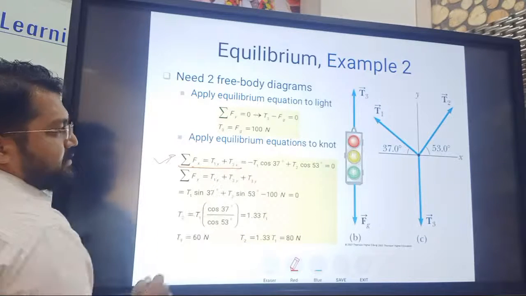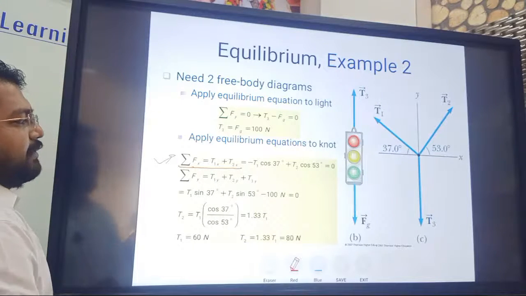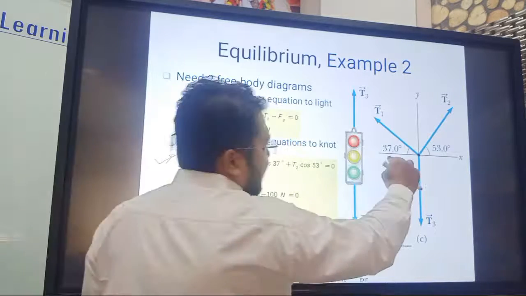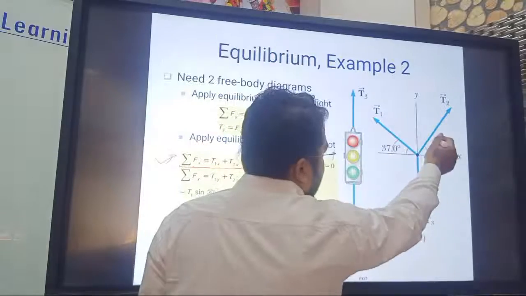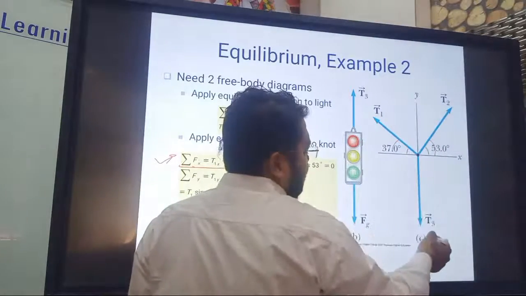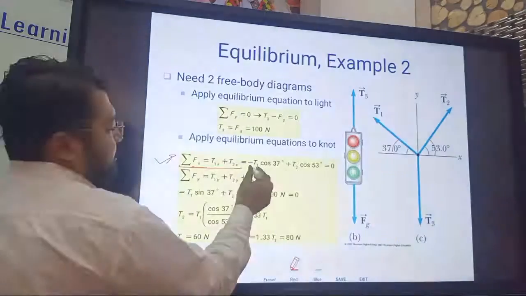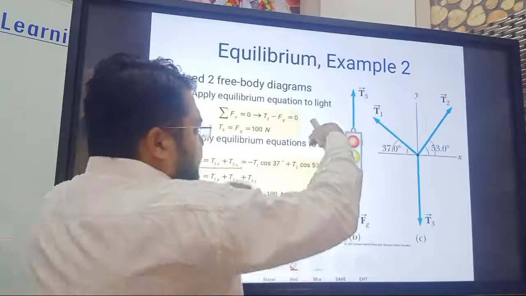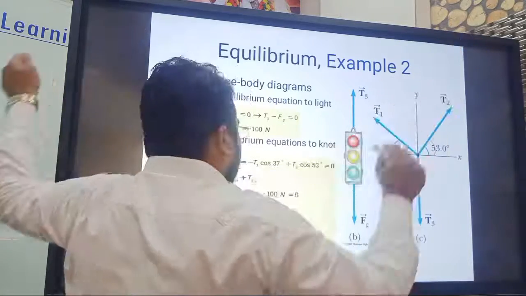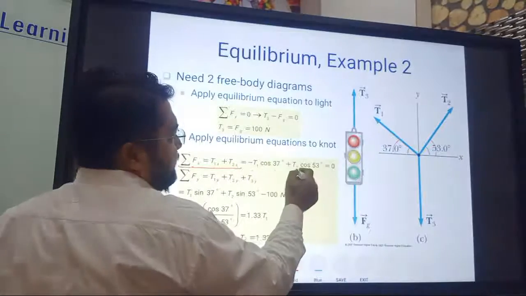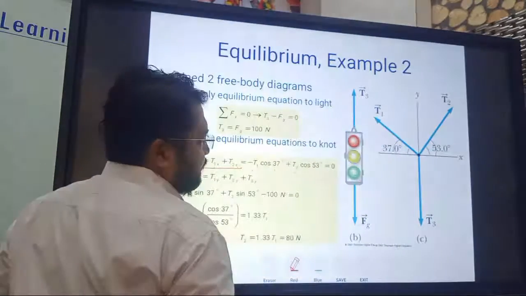Summation of Fx. For x, check what forces are there. Only 2 forces are there with respect to x. This one is vertical, so it will not come in x. So what we have written is T1x plus T2x. These two threads are holding it, so T1 cos 37 and T2 cos 53.